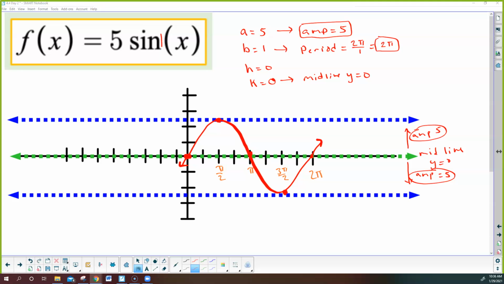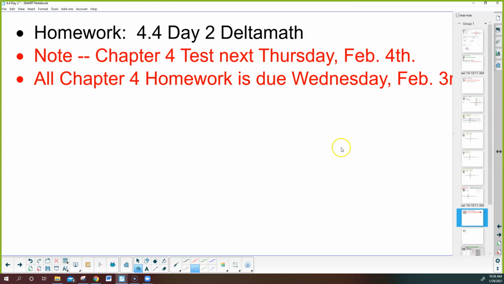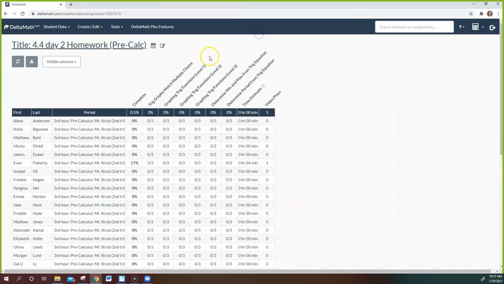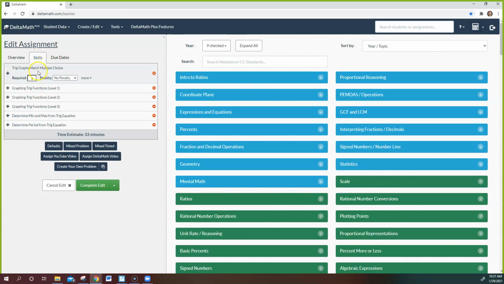We're going to X out of the pair deck, so you can leave that alone. We didn't get through all of them, which is fine, but I do want to show you this last piece here, and it's on Delta Math. So I want to show you how Delta Math works because you could have a question on it. So the homework tonight is 4-4 day 2, and I want to show you some of the skills here quick.